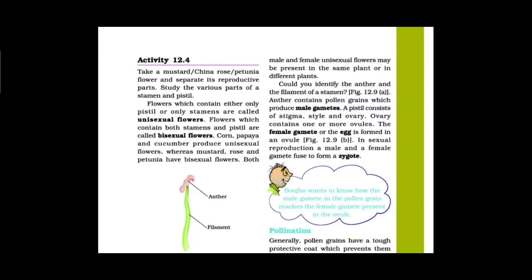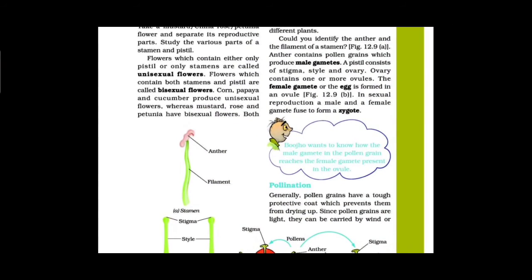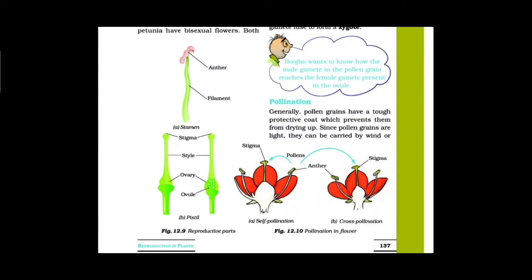Okay. Anther contains pollen grains which produce what? Male gametes. Then see the picture, it is the anther. The anther's work is to contain what? Pollen grains which produce male gametes. Then about the pistil. Pistil consists of stigma, style, ovary, ovule, etc. The female gamete or the egg is formed in the ovule. Then in sexual reproduction, a male and the female gamete fuse to form what? Zygote.